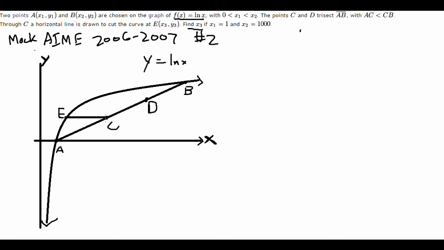Well, first, let's draw some lines. We see that since these trisect it, basically, if you draw these lines, you'd see that these are all similar triangles. And this is important because C and D trisect A and B. So AC is 1/3 of AB, and CD is 1/3 of AB, and BD is 1/3 of AB.